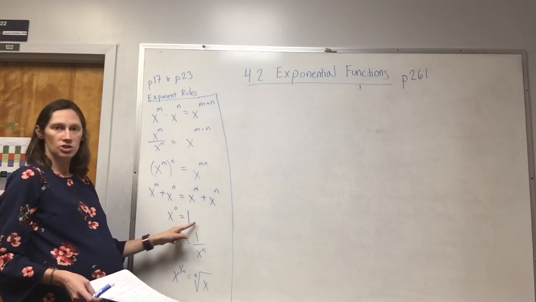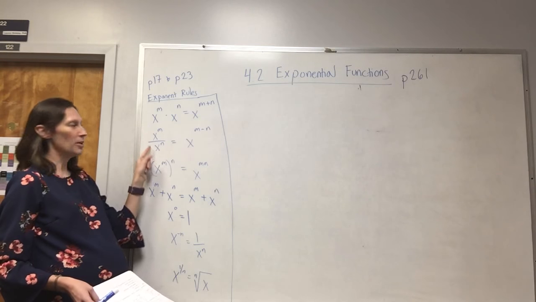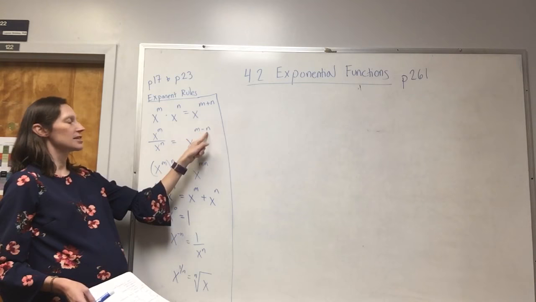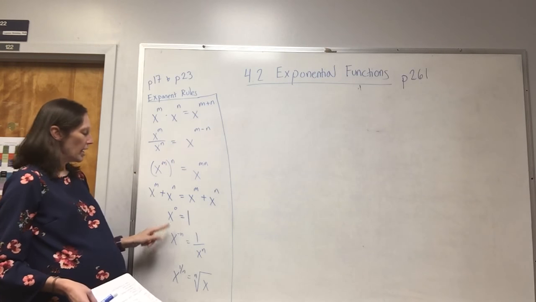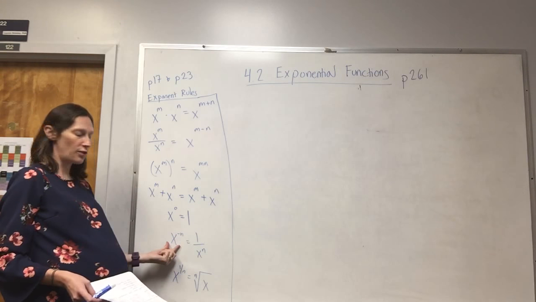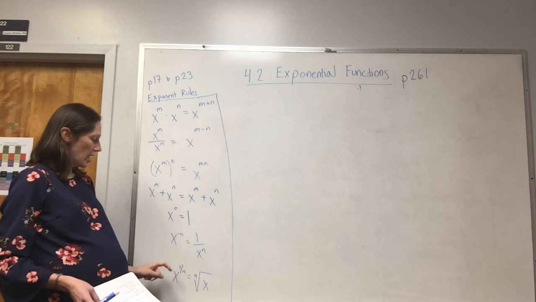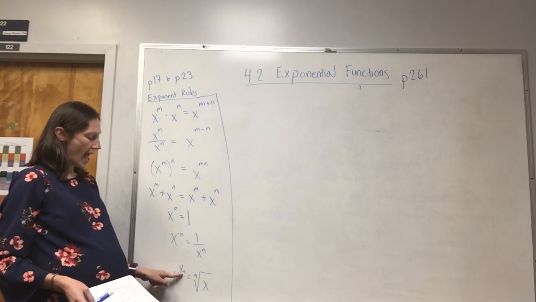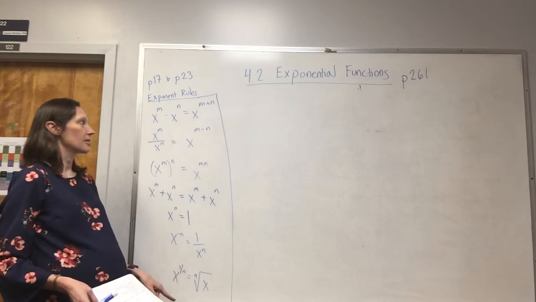x to the 0 is just 1. The reason for that is it looks exactly like this term. If the m and the n are the same, they cancel and become 1. And if the m and the n are the same, the exponent is 0. So it's really just an application of a previous rule. A negative exponent means that this term, this factor, can be put in the denominator and become positive. And a fractional exponent is a root. So like a 1/2 exponent is a square root of x.